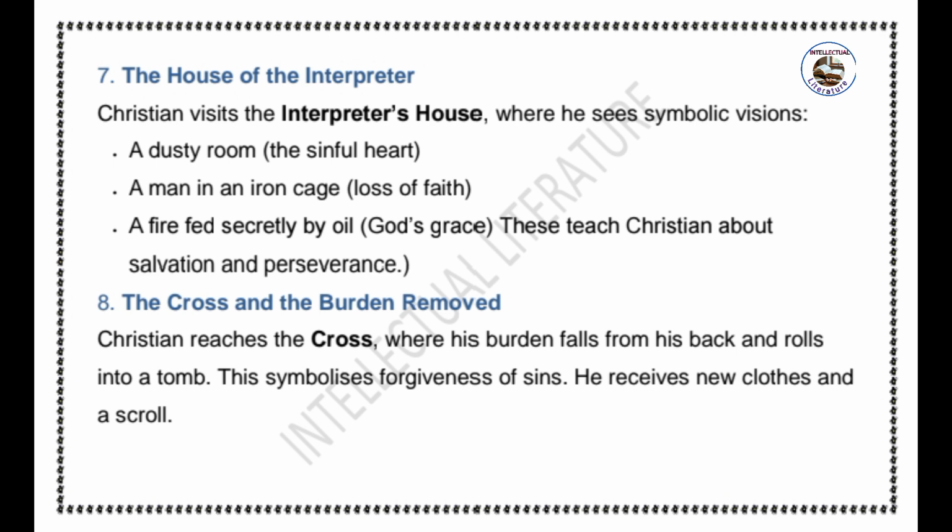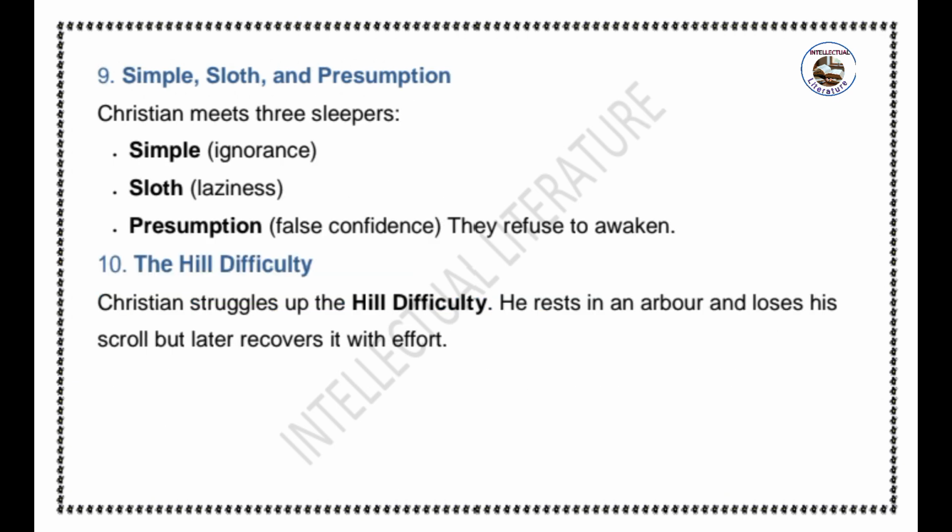The cross and the burden removed. Christian reaches the cross, where his burden falls from his back and rolls into a tomb. This symbolizes forgiveness of sins. He receives new clothes and a scroll. Christian meets three sleepers: Simple, also called ignorance; Sloth, also called laziness; and Presumption, also called false confidence. They refuse to awaken.